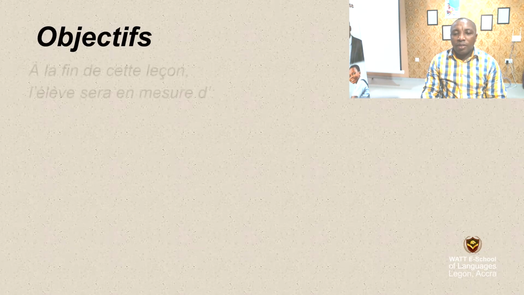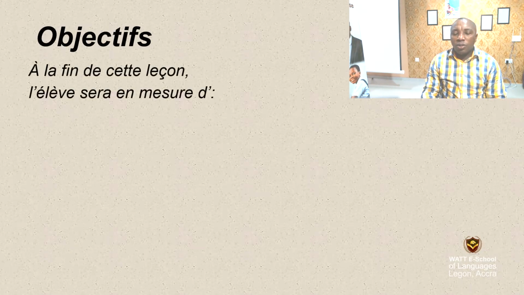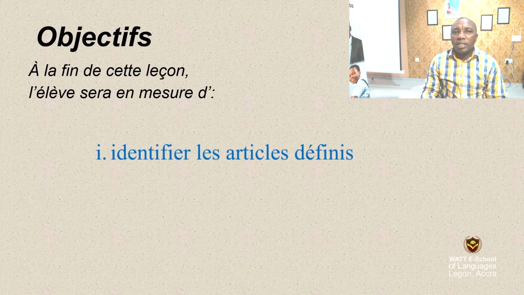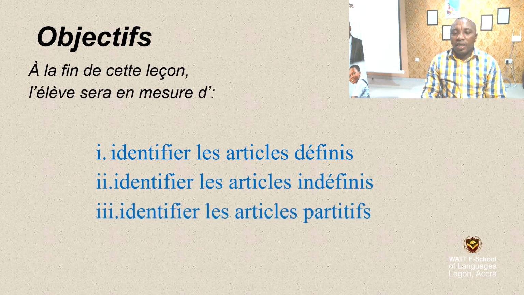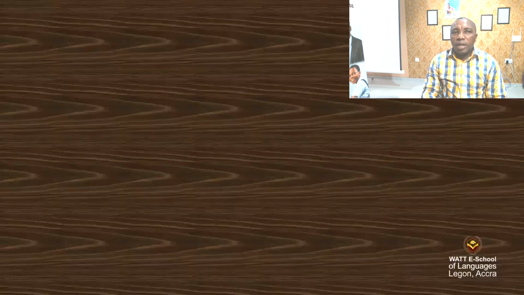Les objectifs. À la fin de cette leçon, l'élève sera en mesure d'identifier les articles définis, identifier les articles indéfinis et d'identifier les articles partitifs. Commençons par les articles définis. We are beginning with the definite articles. Le, la, les, et l'apostrophe.